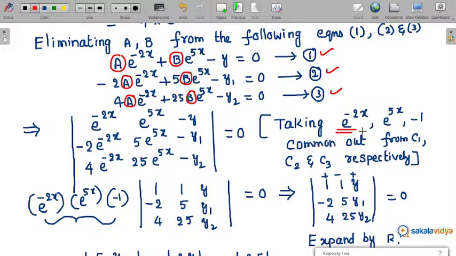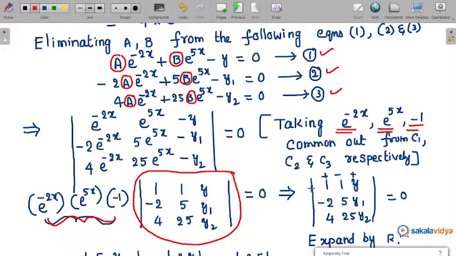Taking e power minus 2x and e power 5x and negative 1 common out from c1 and c2 respectively. So then what do we get here? e power minus 2x into e power 5x into negative 1, determinant of 1, minus 2, 4; 1, 5, 25; y, y1, y2 is equal to 0. So the determinant of this one is equal to 0. Then the determinant of 1 1 y, minus 2 5 y1, 4 25 y2 equals 0.